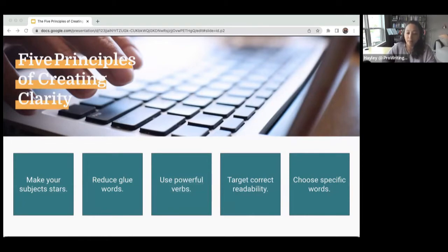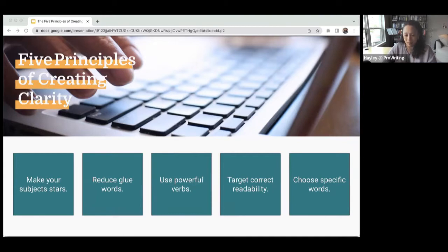The first thing you have to do is make your subjects your stars. The second thing you need to do is reduce glue words. The third thing you need to do is use powerful verbs in your writing. The fourth is target the correct readability for your audience. And the fifth is to choose specific words.